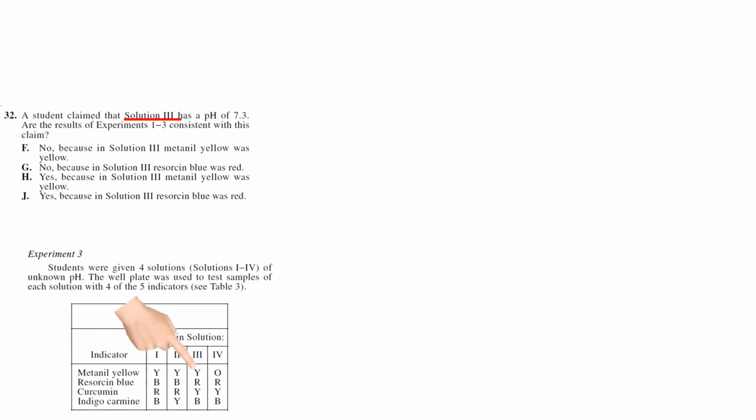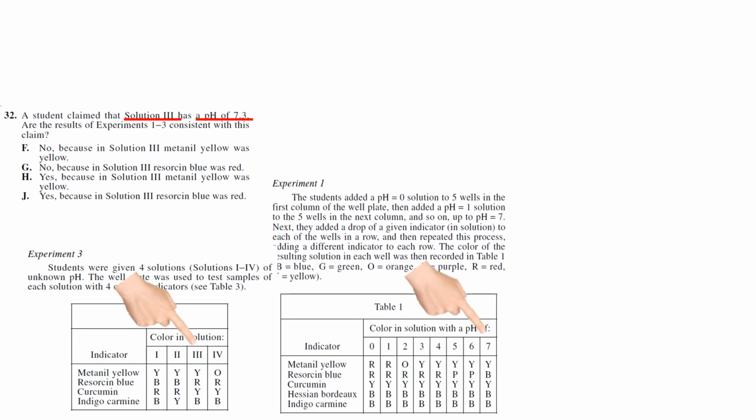A student claimed that solution 3 has a pH of 7.3. So let's look at solution 3, and then a pH of 7.3, so that's going to be in experiment 1. Are the results of experiment 1 to 3 consistent with this claim? So choice F, menthol yellow. So let's look at menthol yellow. It's yellow in solution 3, and it's also yellow in pH 7, so that would mean that it would be consistent, so that would be a yes. So we're going to eliminate F.